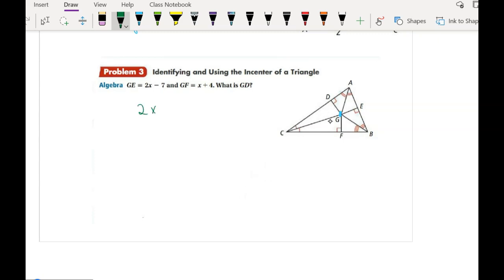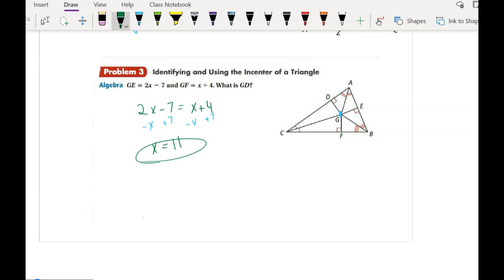So 2x minus 7 is equal to x plus 4. I'm going to subtract x from both sides. So I get x. Oh, let me go ahead and add 7 to both sides also. So I get x is equal to 4 plus 7, which is equal to 11. So I know that my x value is 11.